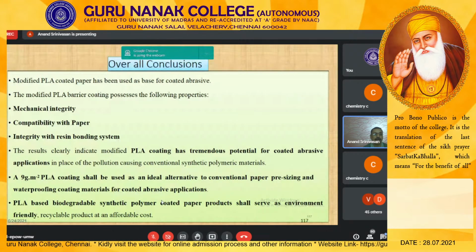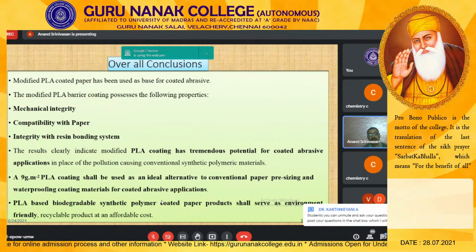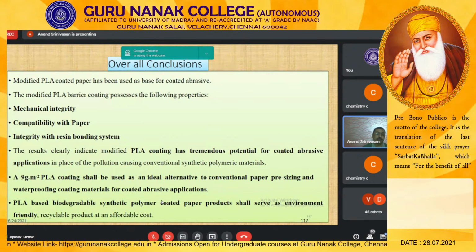They have very good compatibility with the paper and integrate the resin bonding system. Not only with paper, it was able to attract the abrasive particle as well. As a result, the entire product is completely unique and it is degradable as well. So that clearly indicates that modified PLA has tremendous potential for coated abrasive and packaging product, and we were able to reduce the coating thickness to a greater extent. 9 GSM, 3 GSM coating thickness can be made without compromising the barrier property or mechanical property.